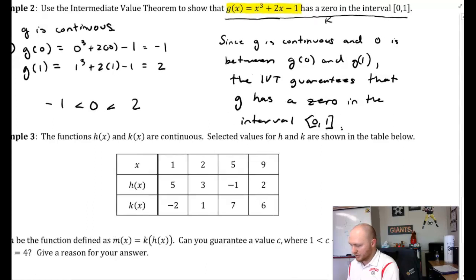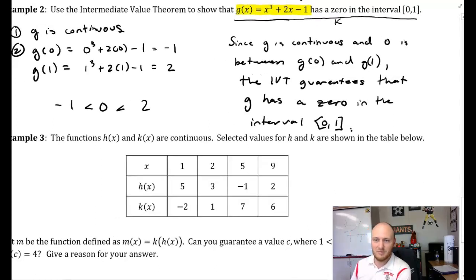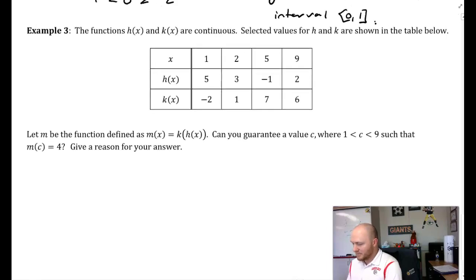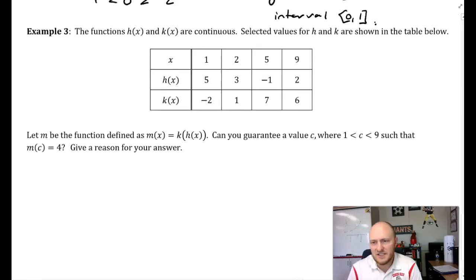Okay, example number 3. Oh, this is where the fun begins. Example number 3. The functions h of x and k of x are continuous. Hey, telling us continuity. Thank you. They're so kind. Selected values for h and k are shown in the table below. Okay, there's a table of information.